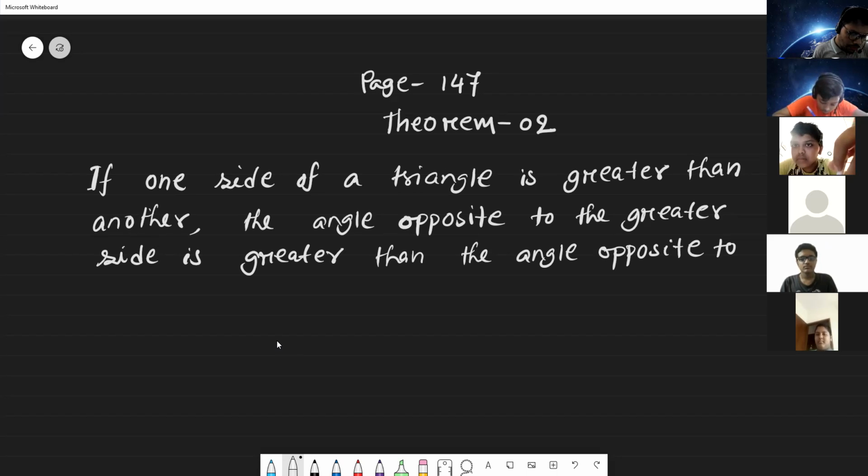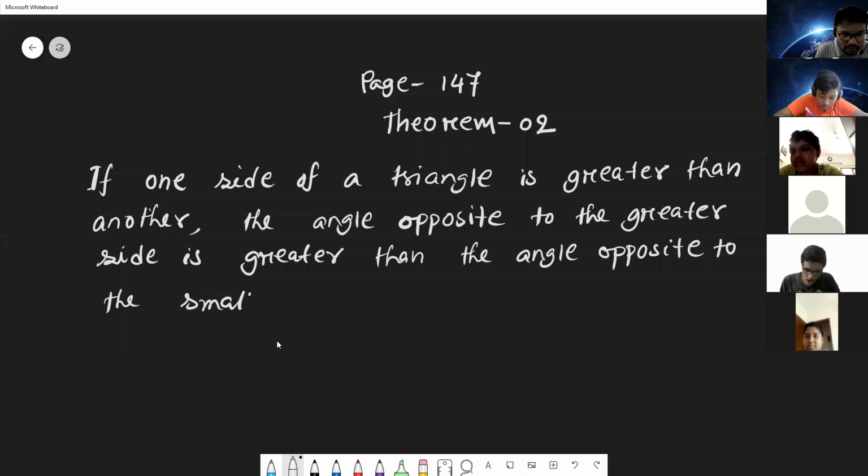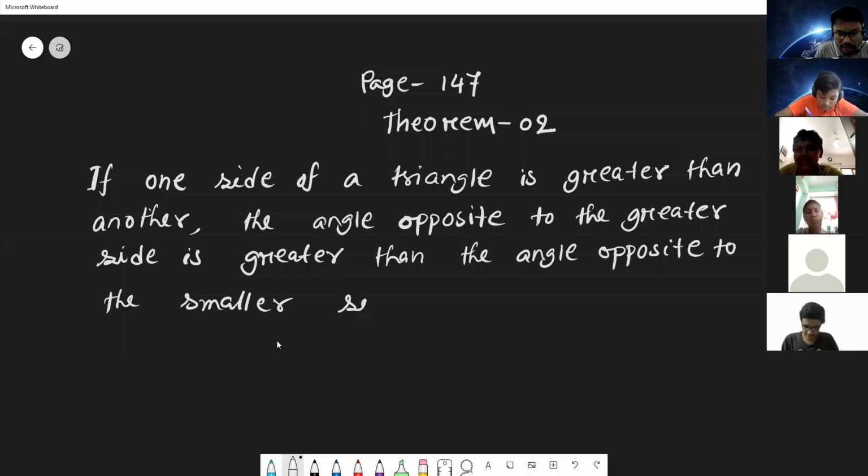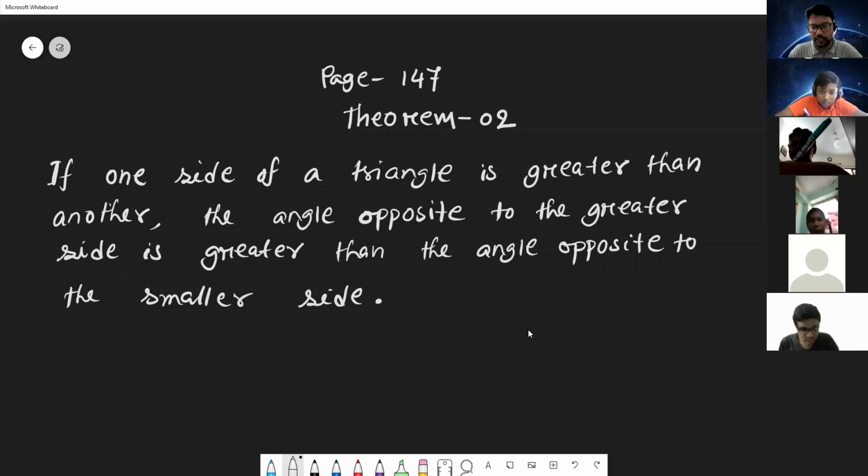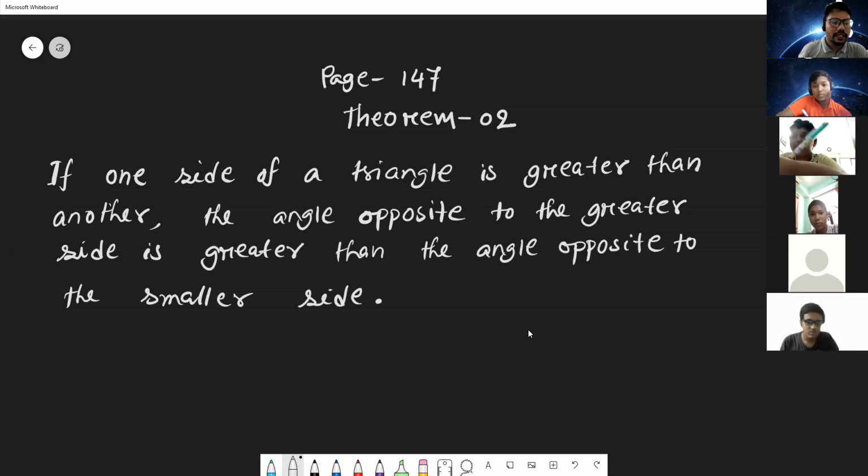Angle opposite to the smaller side. So dear students, first of all, we have to understand the theorem. Without understanding this statement, we cannot understand this step writing. One side of a triangle is greater than another. Then the angle opposite to the greater side is greater than the angle opposite to the smaller side.